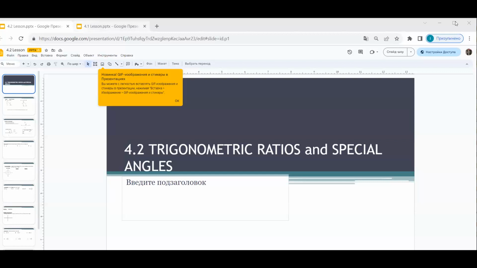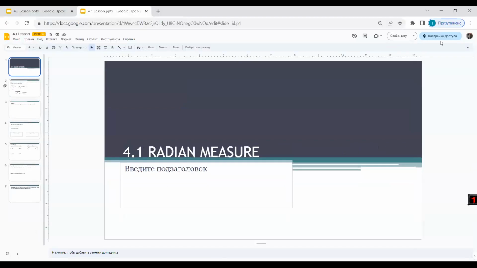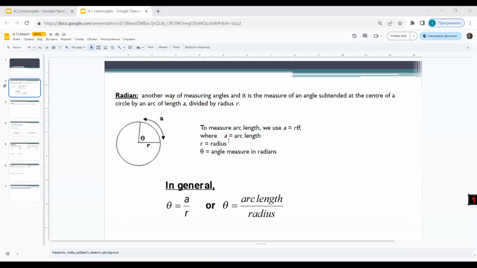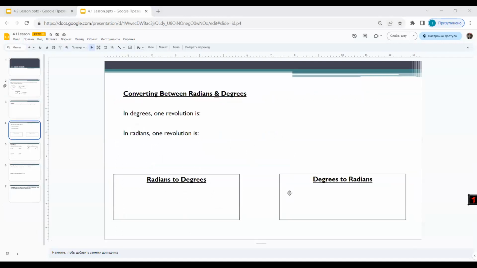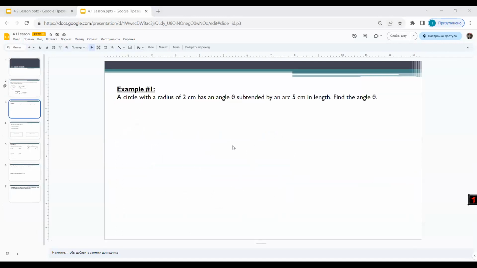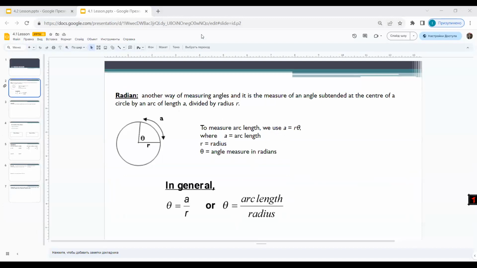This is the class that we had before, and we talked about radian measures, okay? We recall what radians are, how to convert radians to degrees, right? How radians are related to the length of the arc that is separated by the radius.